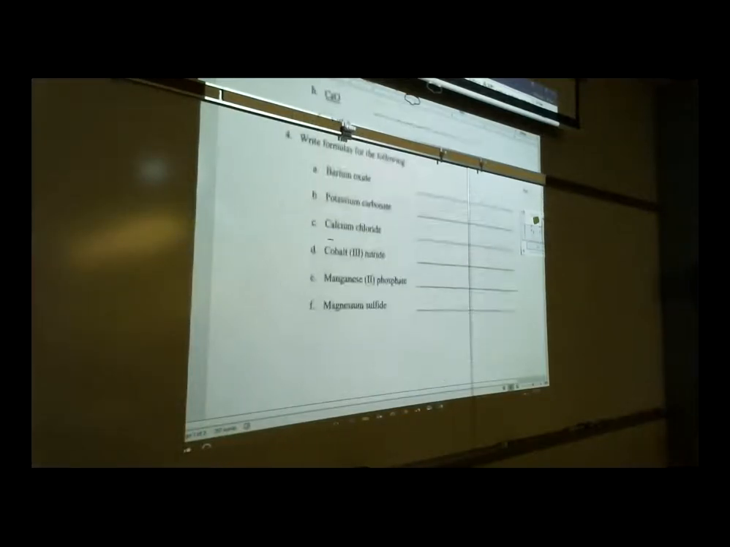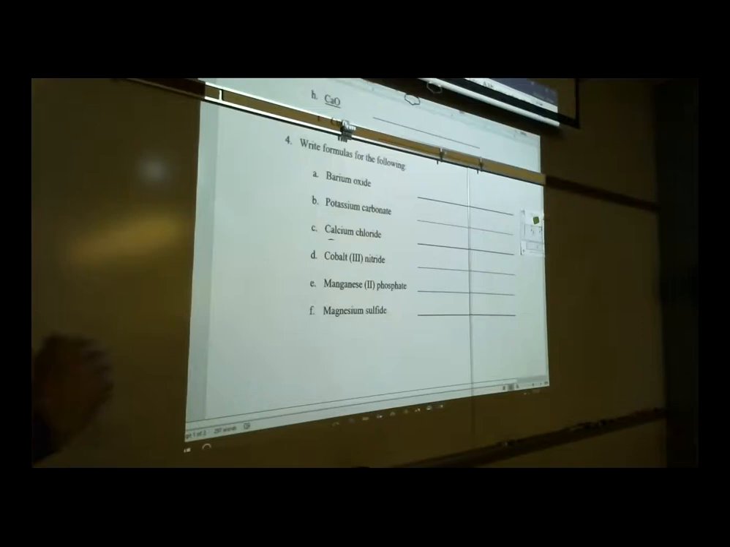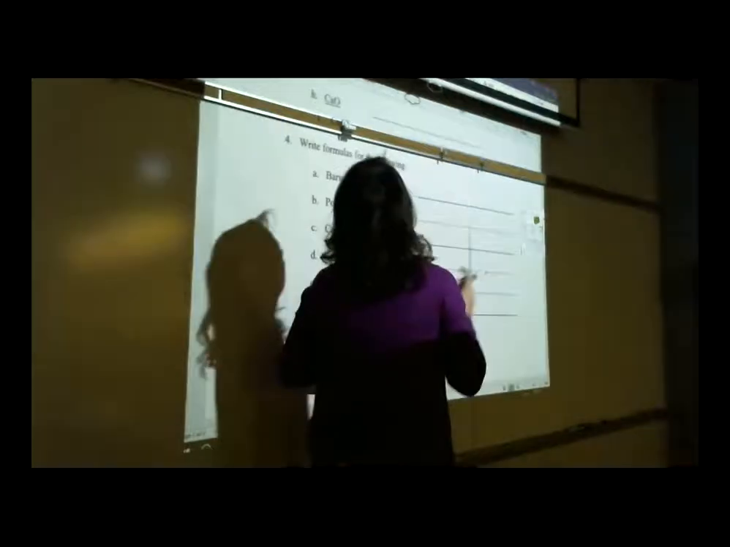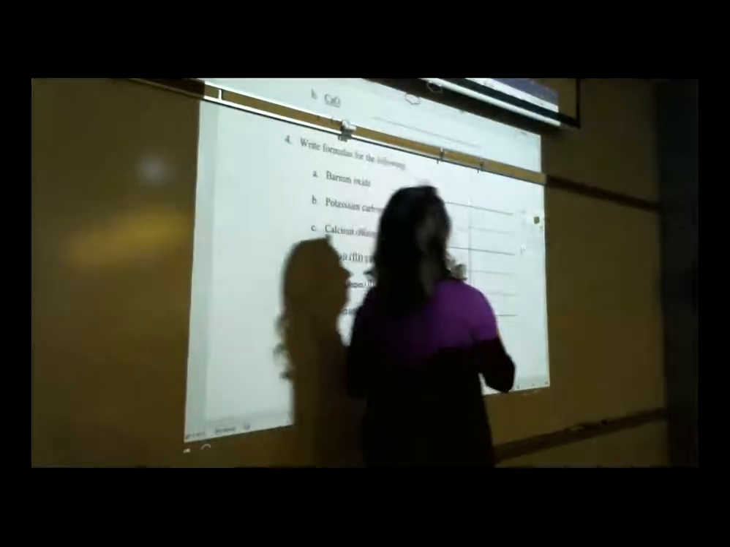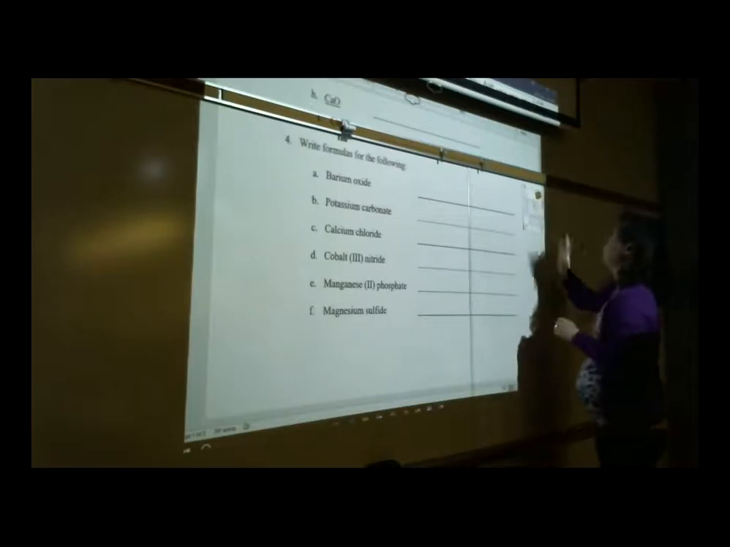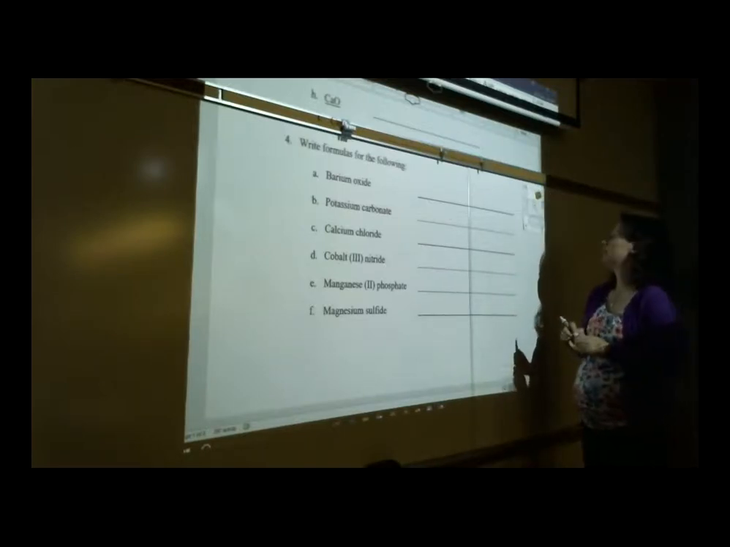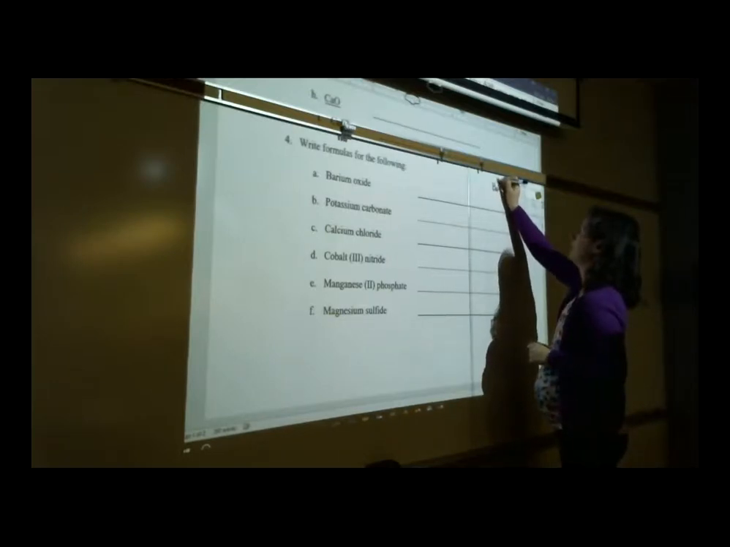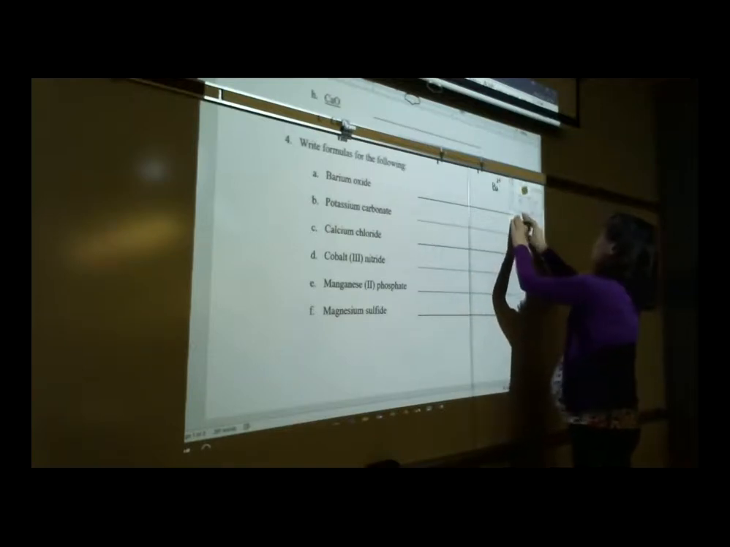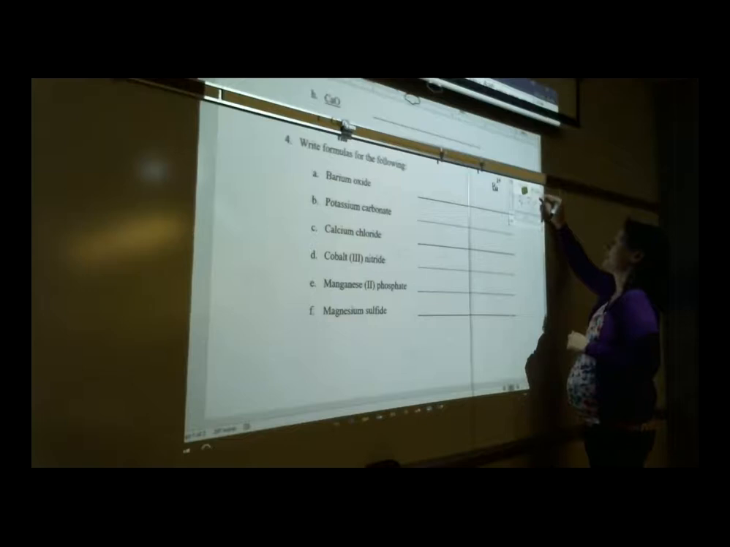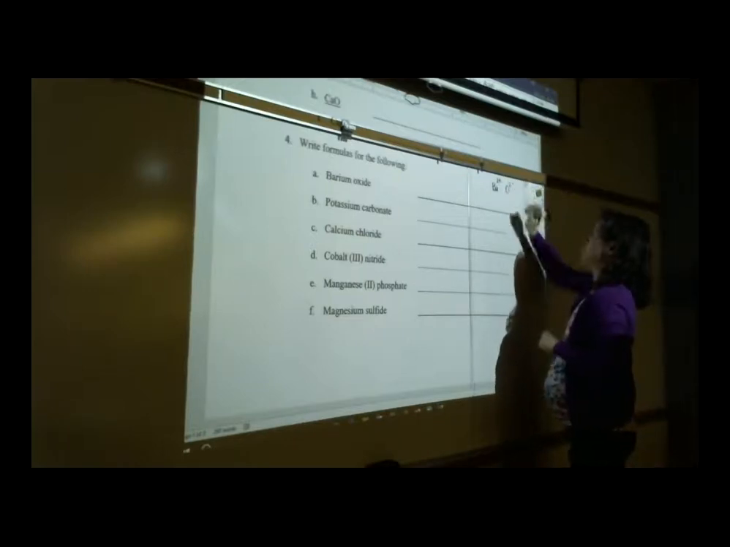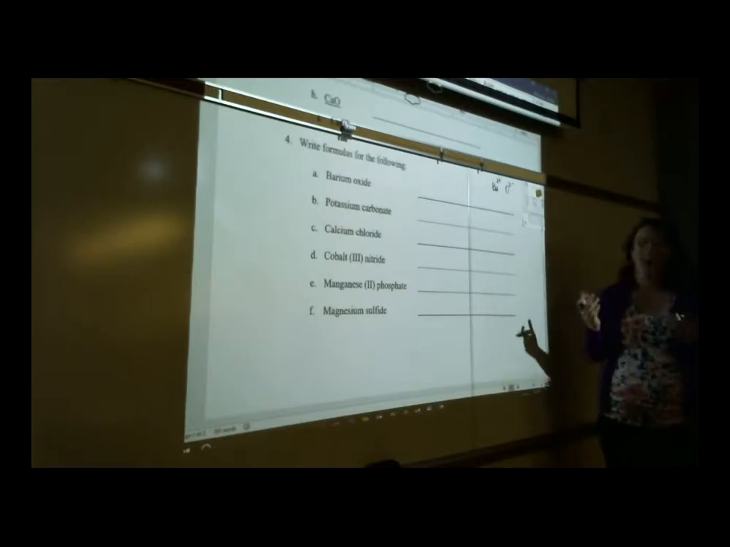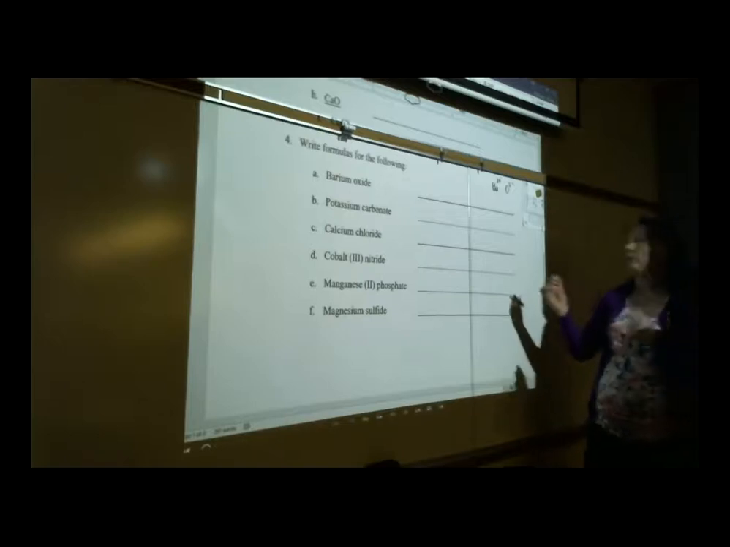Let's go in the other direction: taking a name and writing formulas. This is where we're going to want to start doing the crisscross method. Barium is in what group of the periodic table? Group 2, so that means it's got a charge of +2 as a cation. And oxide is in group 6. So do I need to write this formula as Ba2O2? No, I use the lowest ratio, which would be BaO. Just BaO.